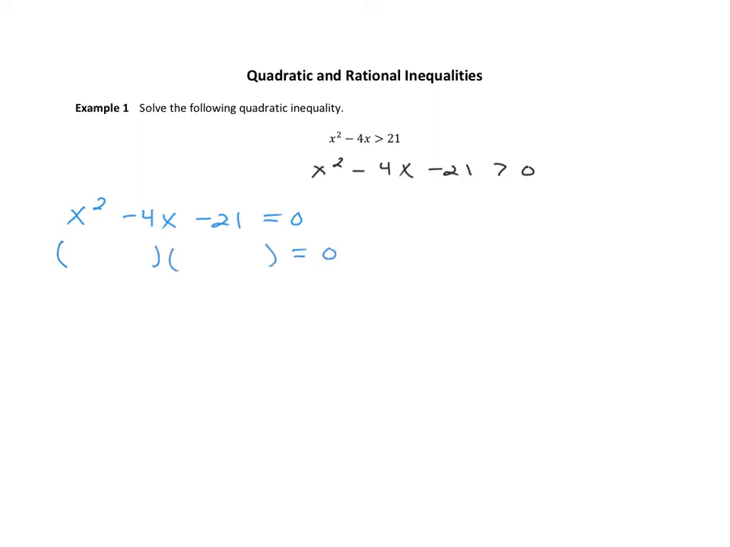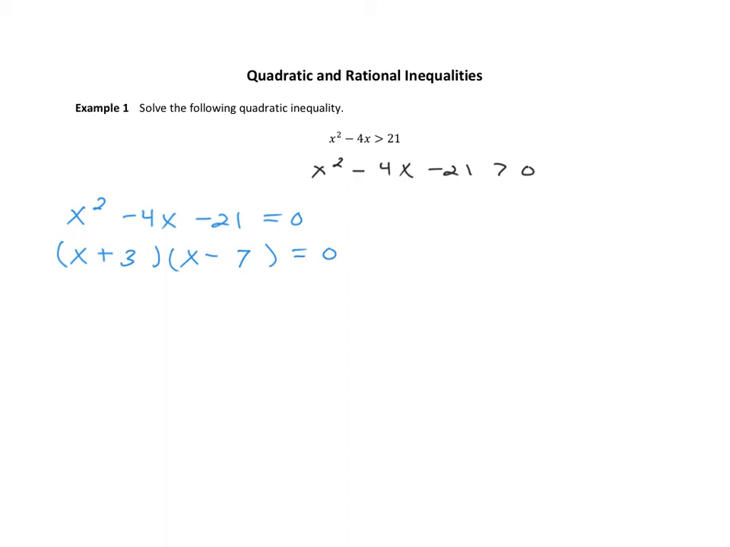And to do that, I have to have an x and an x. It's got to be a positive and a negative because the last number is negative. I need two numbers that multiply to negative 21 yet add to negative 4. And that would be 3 and 7. The product is negative 21 and the sum is negative 4.